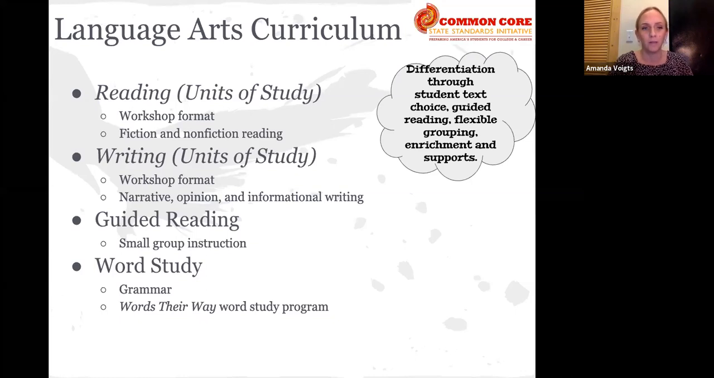It will be a balance of fiction and nonfiction reading. Writing follows the Lucy Calkins units of study as well, with a similar workshop format. This year we will be honing in on the narrative, opinion, and informational writing Common Core standards and units. Guided reading will also be taking place in various moments of the day. Word study will be focused around grammar and following our curriculum of the Words Their Way study program.